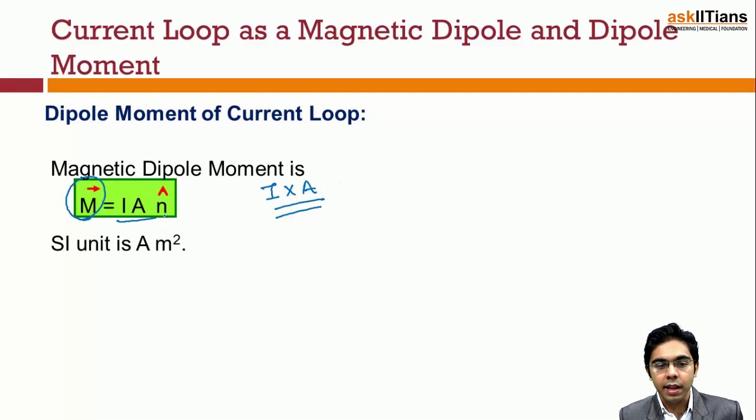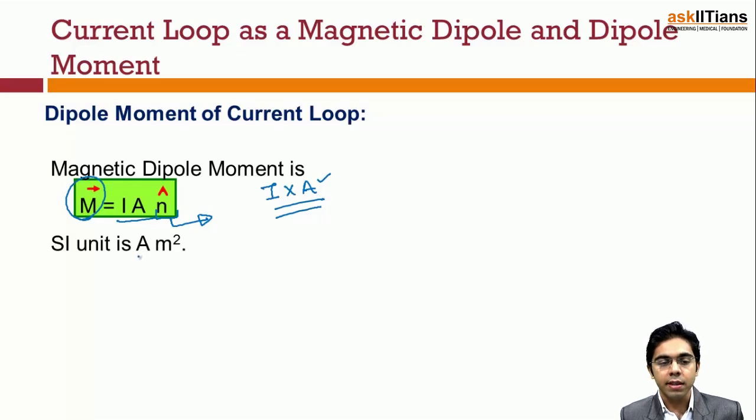So what is the direction? n cap will give the direction of the magnetic dipole moment, and n cap will be in the direction of the area vector. Or else we can find the direction of this magnetic moment simply by curling your fingers in the direction of the current. This will give you the direction of your magnetic field, the direction of the area vector, or the direction of the magnetic dipole moment.